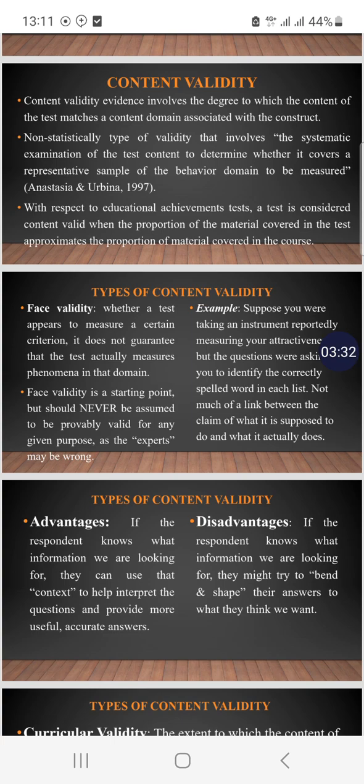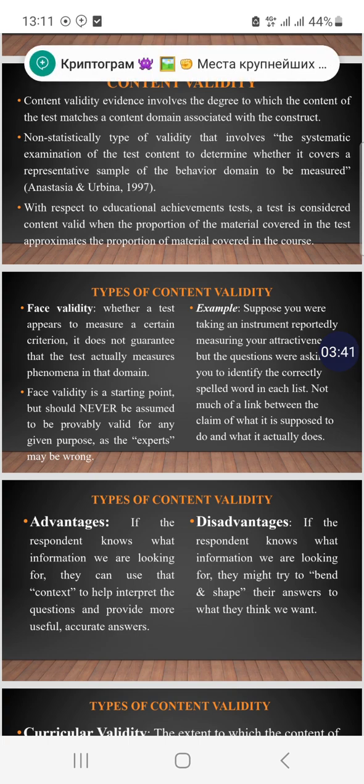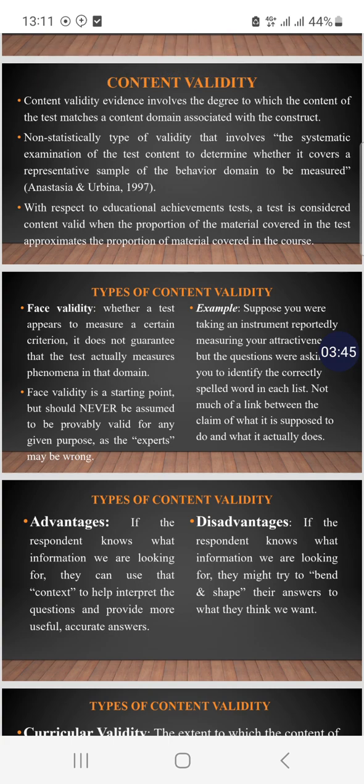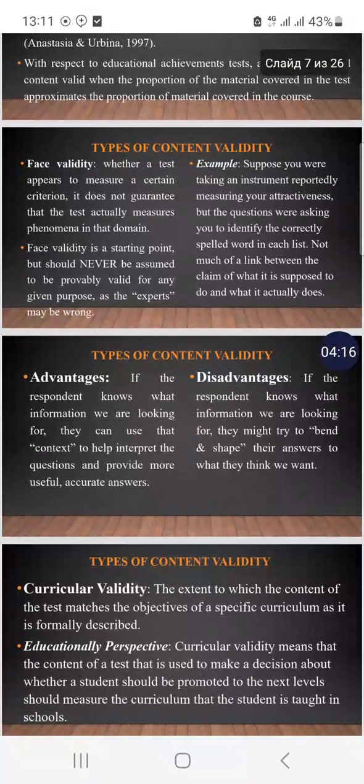Types of content validity. There are 2 types of content validity. Face validity: whether a test appears to measure a certain criterion doesn't guarantee that the test actually measures phenomena in the domain. Face validity is a starting point but should never be assumed to be valid for any given purpose, as the experts may be wrong. For example, suppose you were taking an instrument reportedly measuring your attractiveness, but the questions were asking you to identify the correctly spelled word in each list. Not much of a link between the claim of what it is supposed to do and what it actually does.